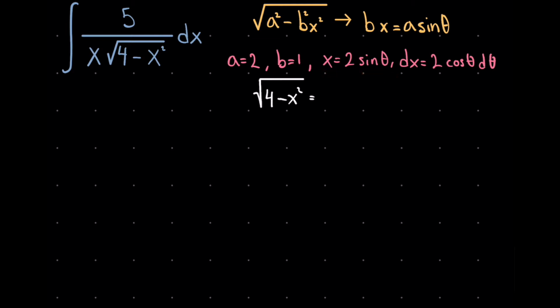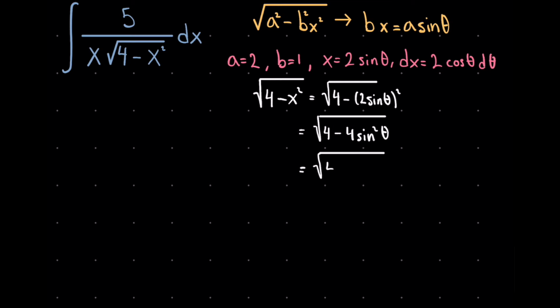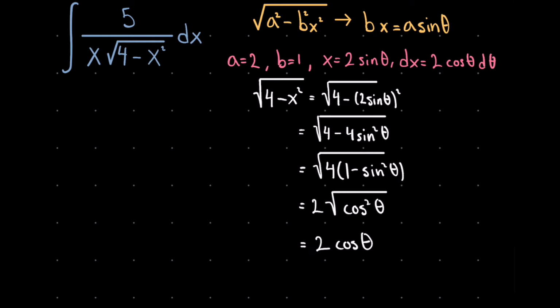This would reduce to the square root of 4 minus, and x is 2 sine theta, and we're squaring this. So this is equal to the square root of 4 minus 2 squared, that's 4, times sine squared theta. What we're going to do here is factor out a term of 4. So we get the square root of 4 times 1 minus sine squared theta. Let's take this 4 out of the square root. Square root of 4 is equal to 2. And on the inside, 1 minus sine squared theta, well, that's just the Pythagorean identity. That's equal to cosine squared theta. And we have the square root of that, so we have 2 times cosine theta. And so we're going to use this value to substitute into the square root of 4 minus x squared.